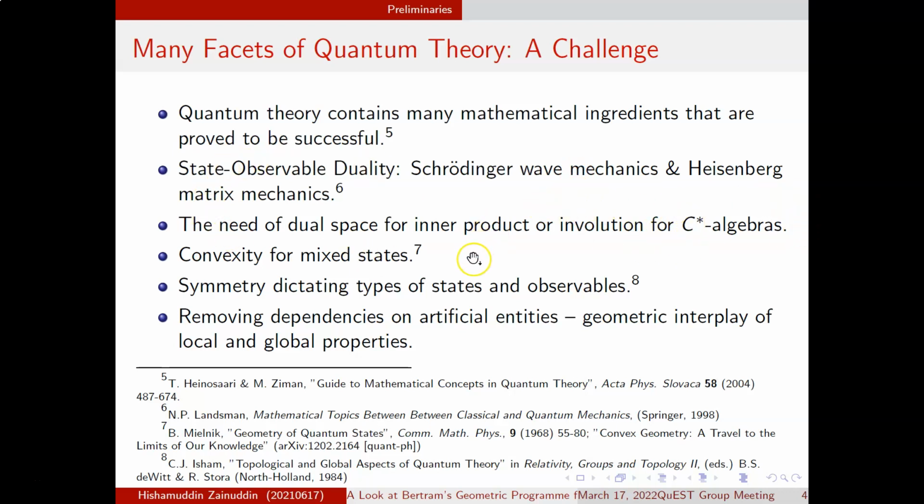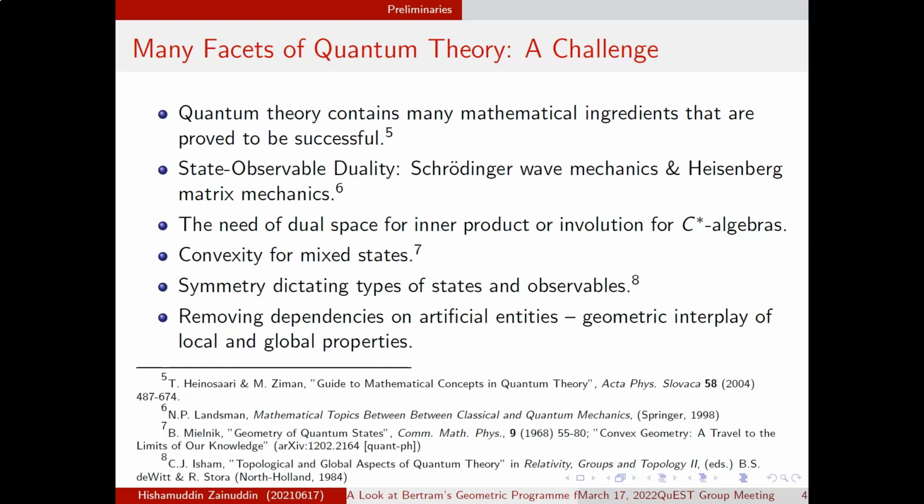The other one is the idea of convexity, so that one is able to handle mixed states. One of the early papers on quantum formalism was done by Bogdan Mielnik, on the geometry of quantum states. The recent review is in 2012 about convex geometry. So he proposed that one should take into account convexity as a main ingredient inside your quantum theory.